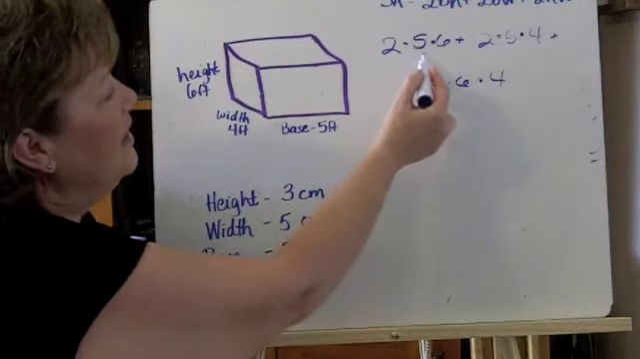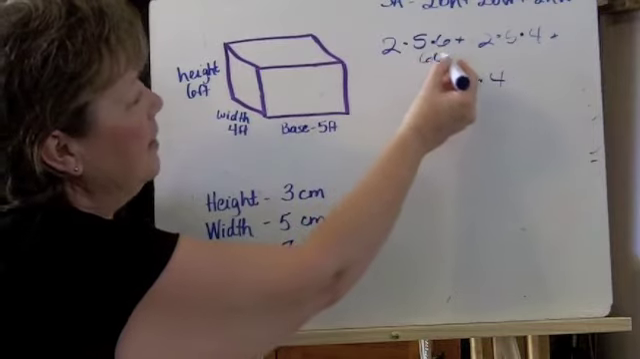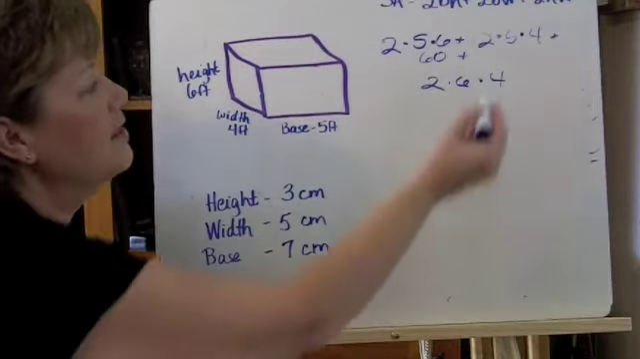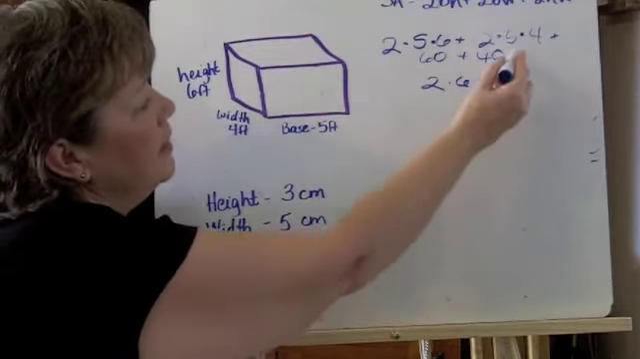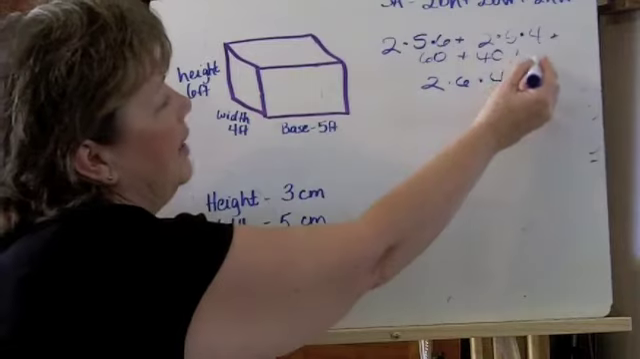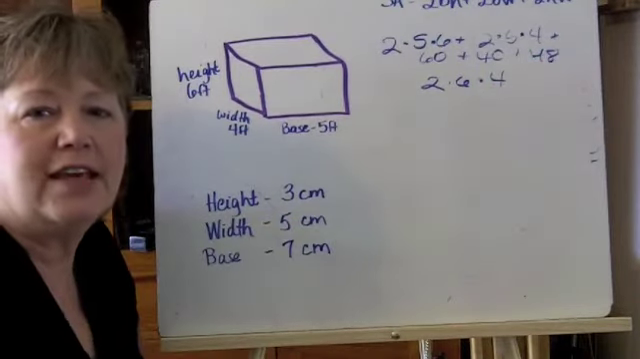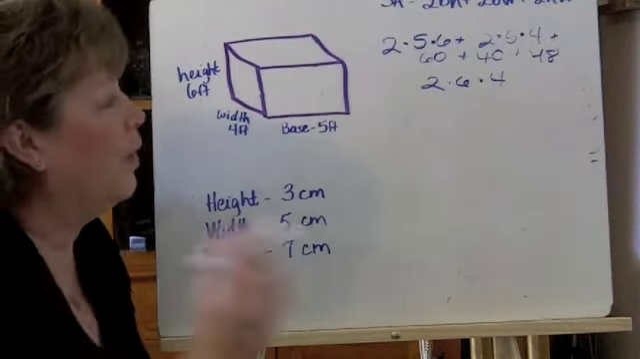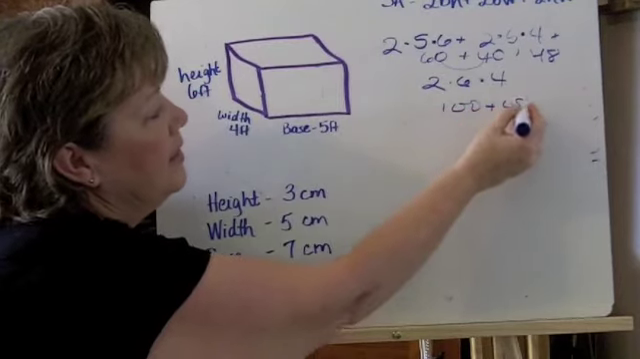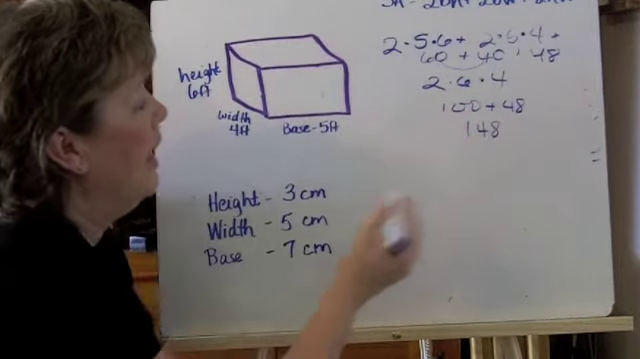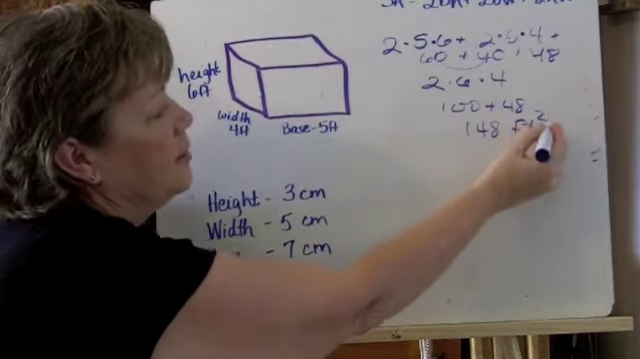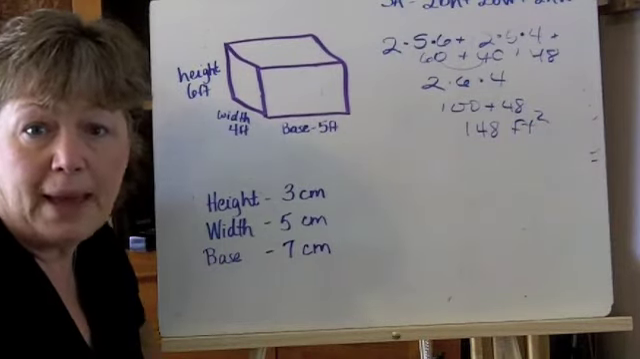So 2 times 5 is 10, times 6 is 60, plus 2 times 5 is 10, times 4 is 40, plus 2 times 6 is 12, times 4 is 48. So I'm going to add those together. This looks like a pretty easy one to add in my brain because I know that 60 plus 40 is 100 plus 48, 148. And again, I'm finding area. This is feet squared. And you can look on the outside of the wrapping paper to see if you have enough.